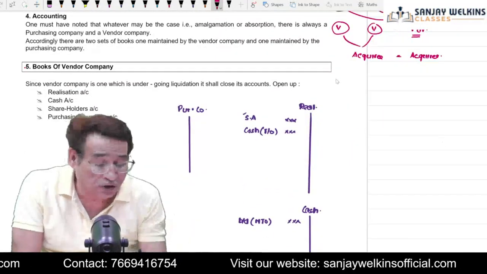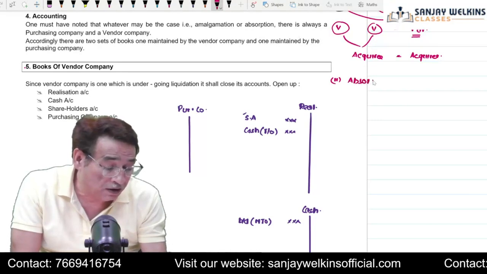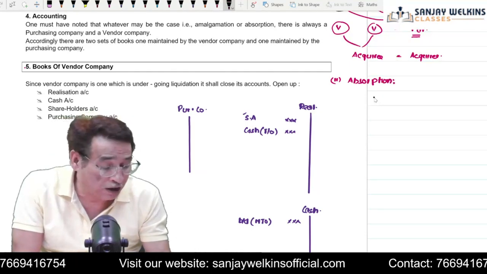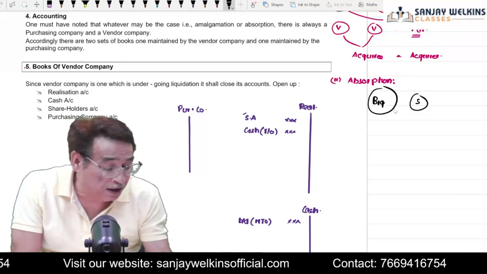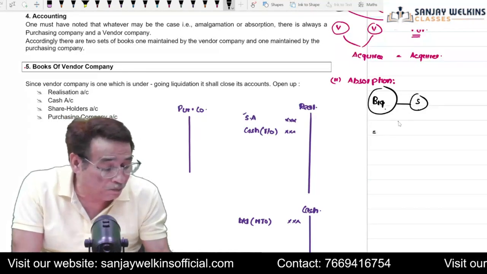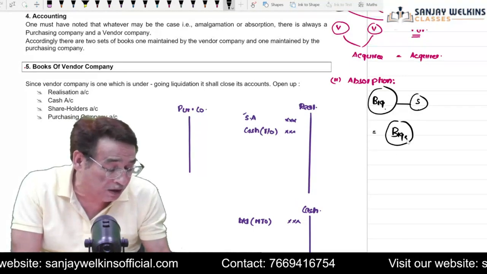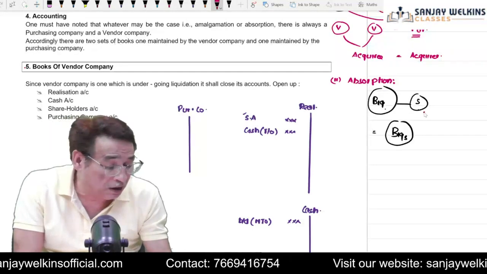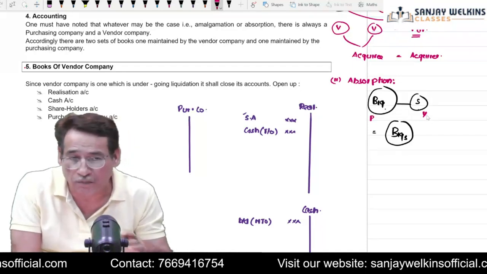Then there is another concept in this particular chapter that is known as absorption. This is another important term to understand the accounting aspects under amalgamation of companies. Under absorption, what happens? Let us say there is a big company and there is a small company. This big company takes over the business of S Limited. So now, because S Limited has been taken over, the new company will be only Big Limited, because S Limited has submerged into Big Limited. Now, in this case, S Limited will be termed as vendor company and Big Limited will be termed as purchasing company or acquirer company. Is it clear to you?